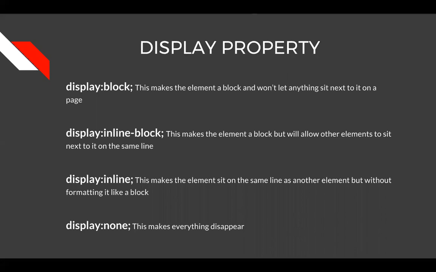Display inline block makes the element a block, but it will allow other elements to sit next to it on the same line. So you can think of it as like they're in their own little worlds, but they're right next to each other. There's still a little bit of space between them, but they're able to sit next to each other. Display inline makes the element sit on the same line as another element, but without formatting it like a block. So instead of that space, they're going to be right next to each other. You'll have an image right next to each other without any space.